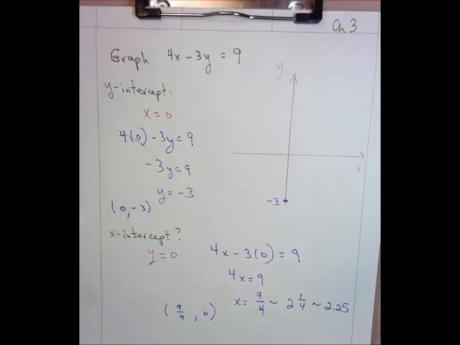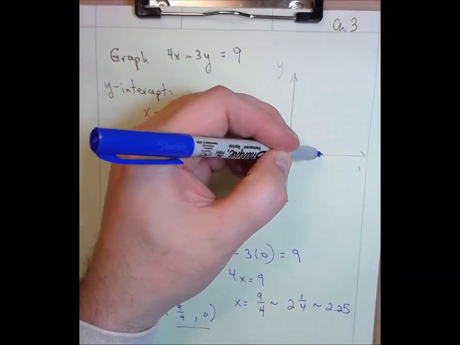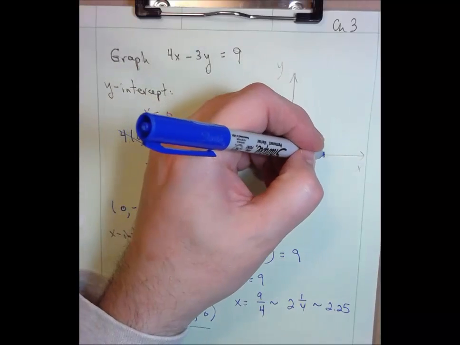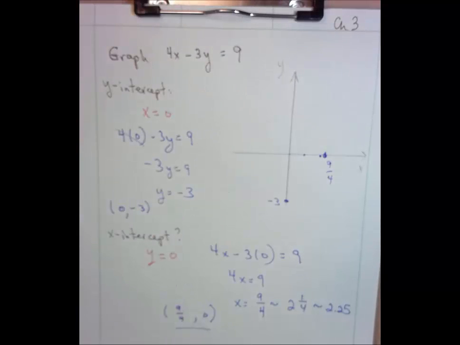And so here I'm going to go to the x-axis and locate this point. 9/4, I'm going to go over by 2 units, 1, 2, and then about 1/4. So right there, this is x equals 9/4, and now I have 2 points on my line.